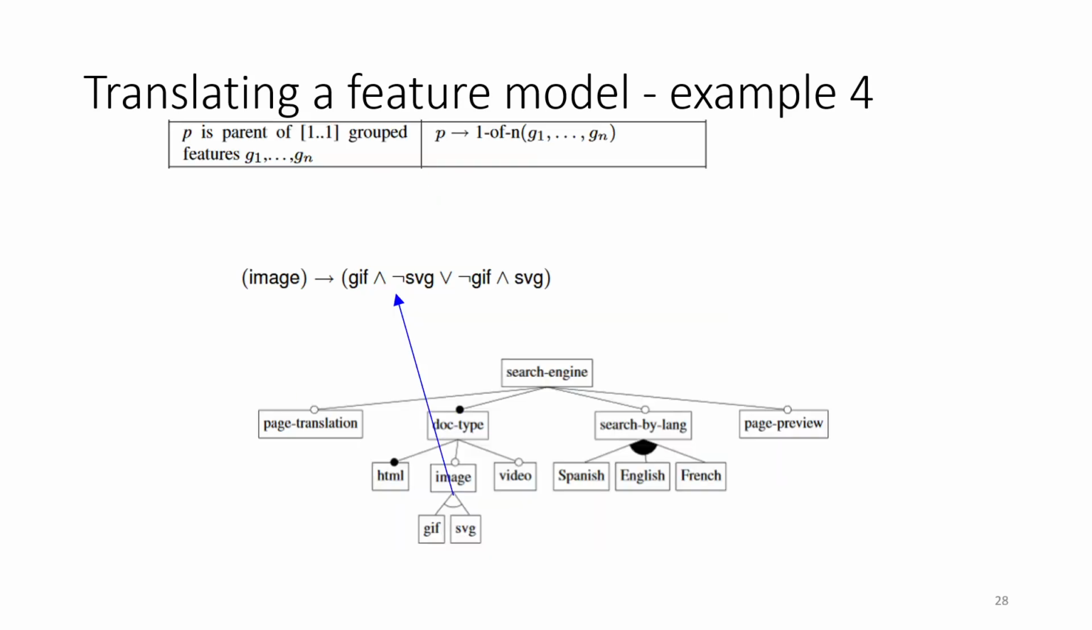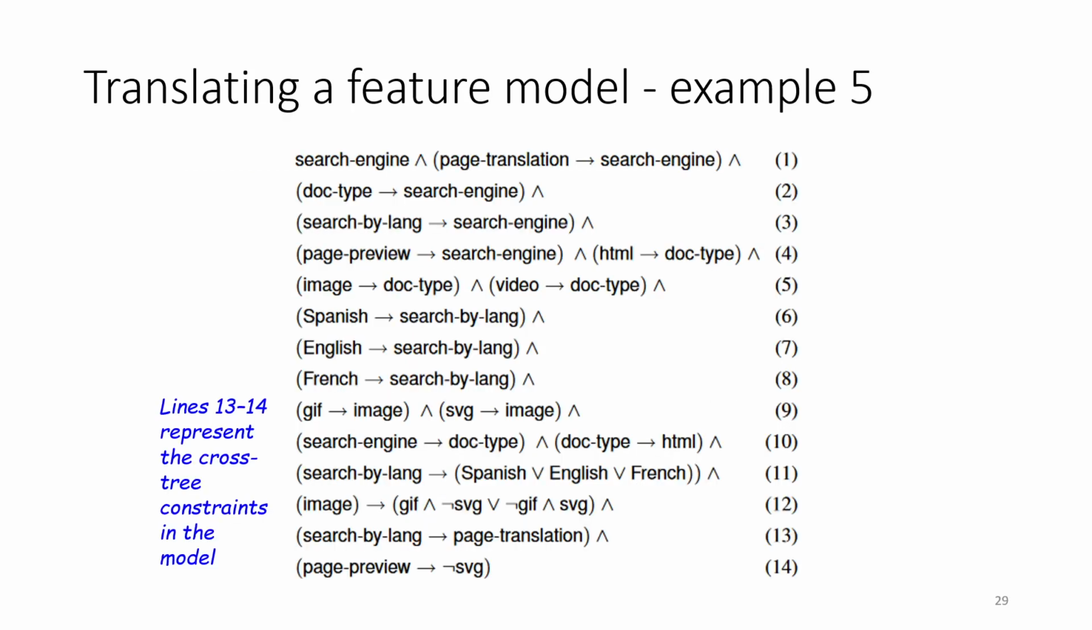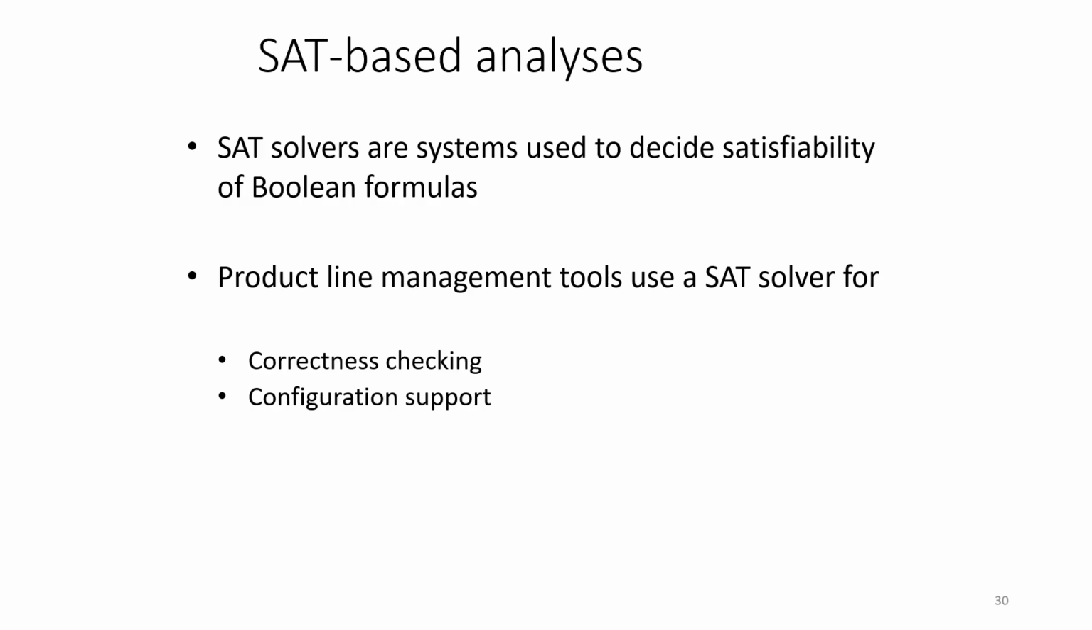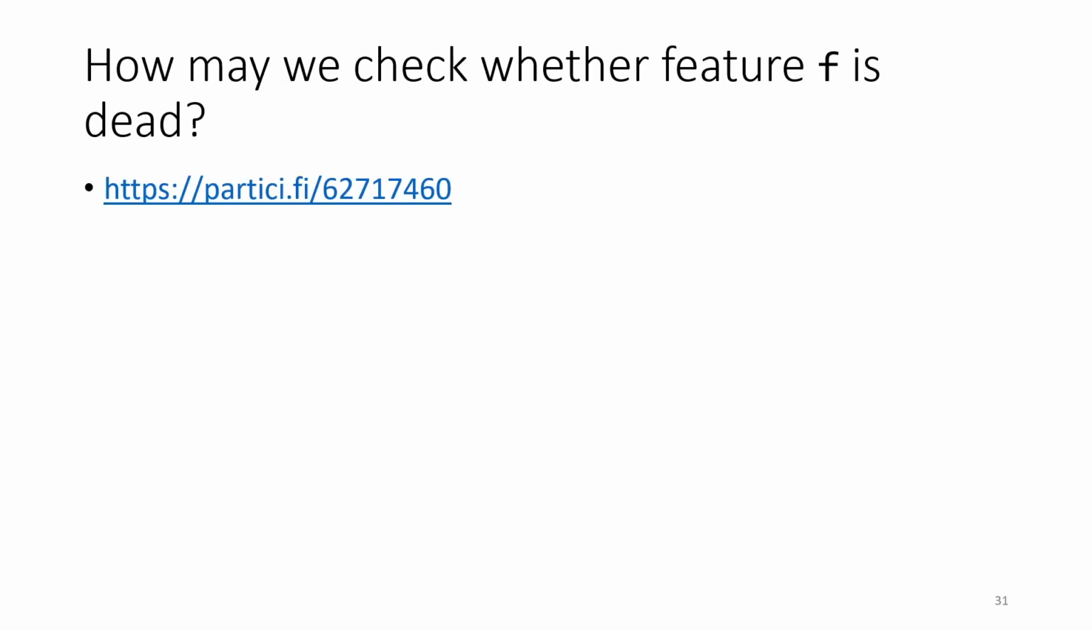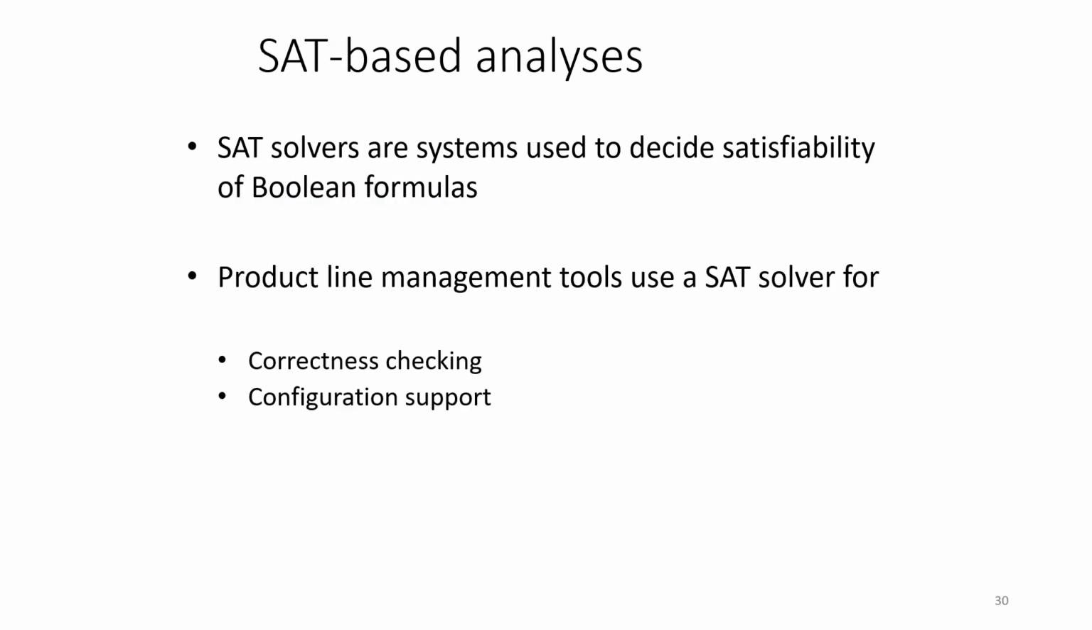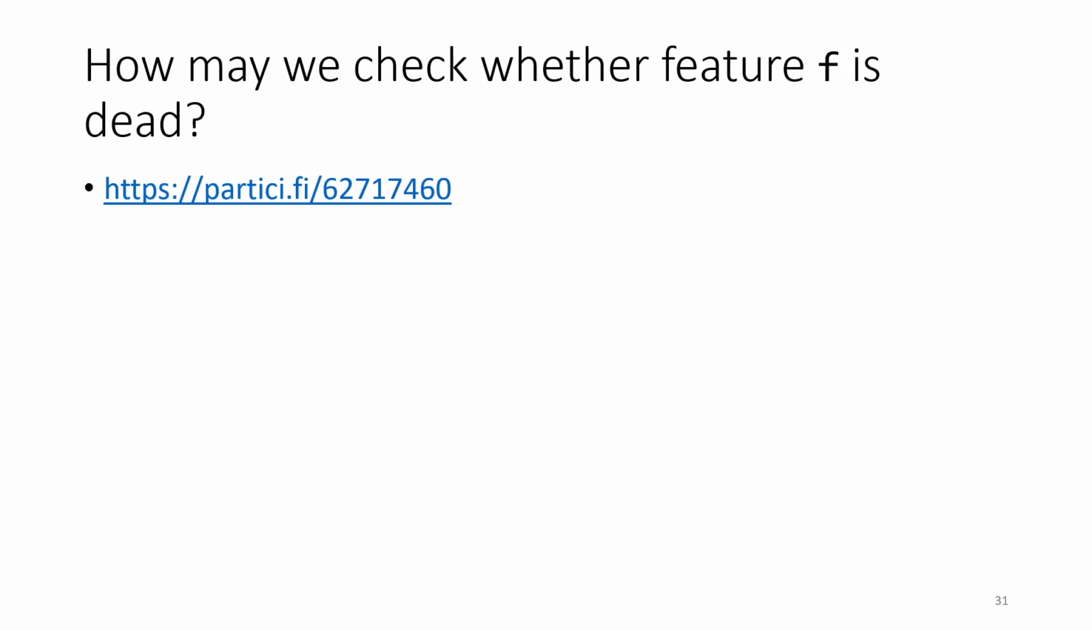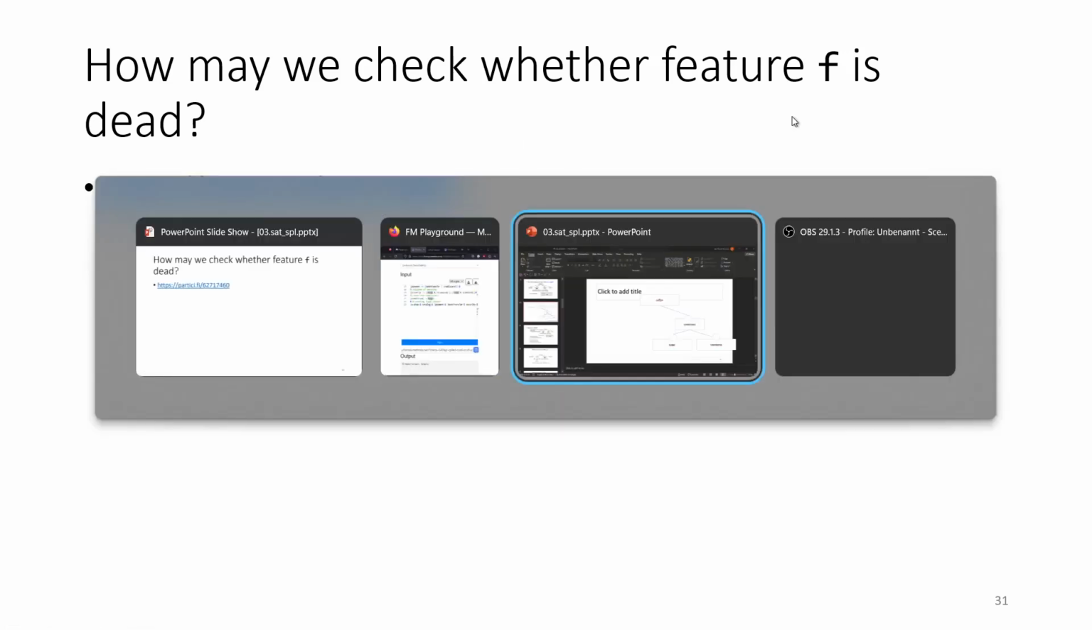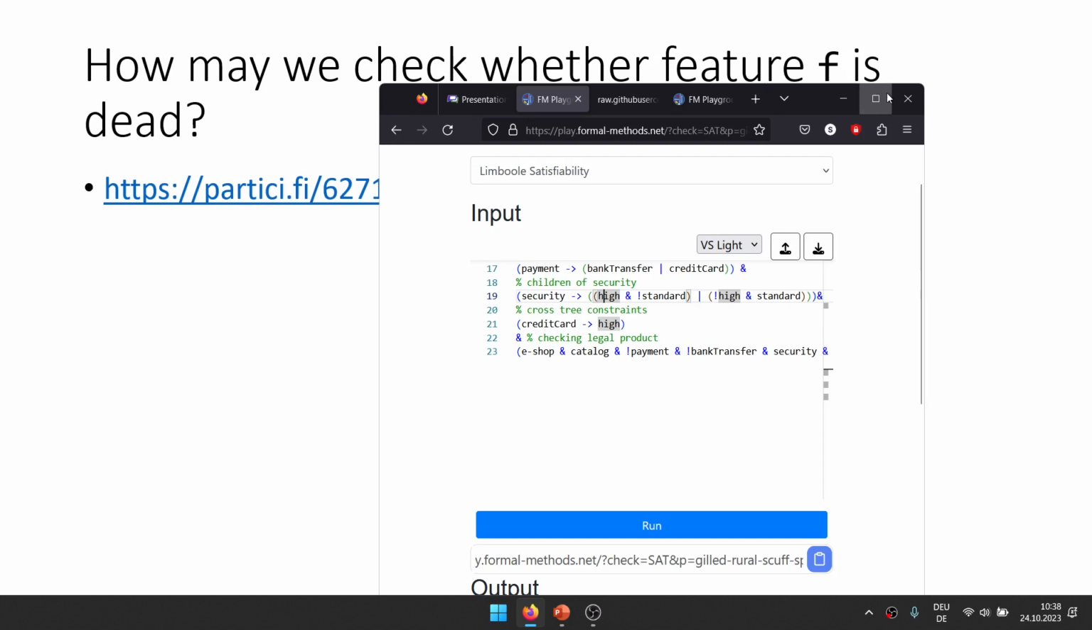We did the encoding for the other feature model from slide 9 manually. So this one is very similar. And now we said we can do correctness checking and configuration support. So we already looked at the configuration support, but now let's look at the correctness checking. So how do we check whether some feature F is dead? Dead means that it doesn't appear in any product.